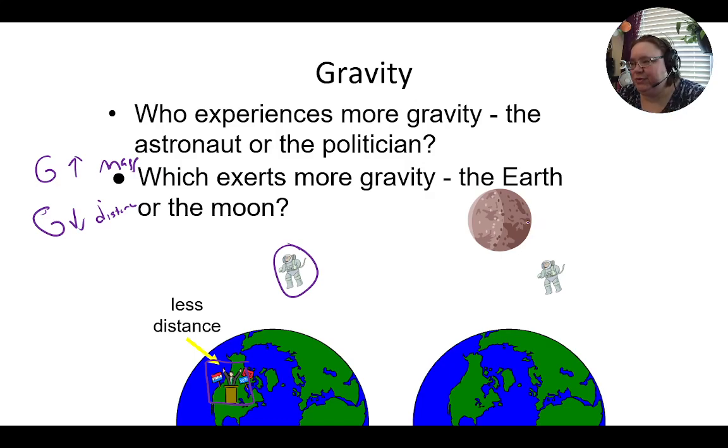So example number 2, we've got an astronaut exactly halfway between the Earth and the Moon. Which exerts the most gravity on the astronaut? So the distances are the same. The astronaut is equal distance from the Earth and the Moon. Well, that means we need to look at the mass. So gravity increases as the mass increases. Well, the Earth is way more massive than the Moon. That means the astronaut is going to have more of a pull from the Earth and less of a pull from the Moon because the Moon has less mass.